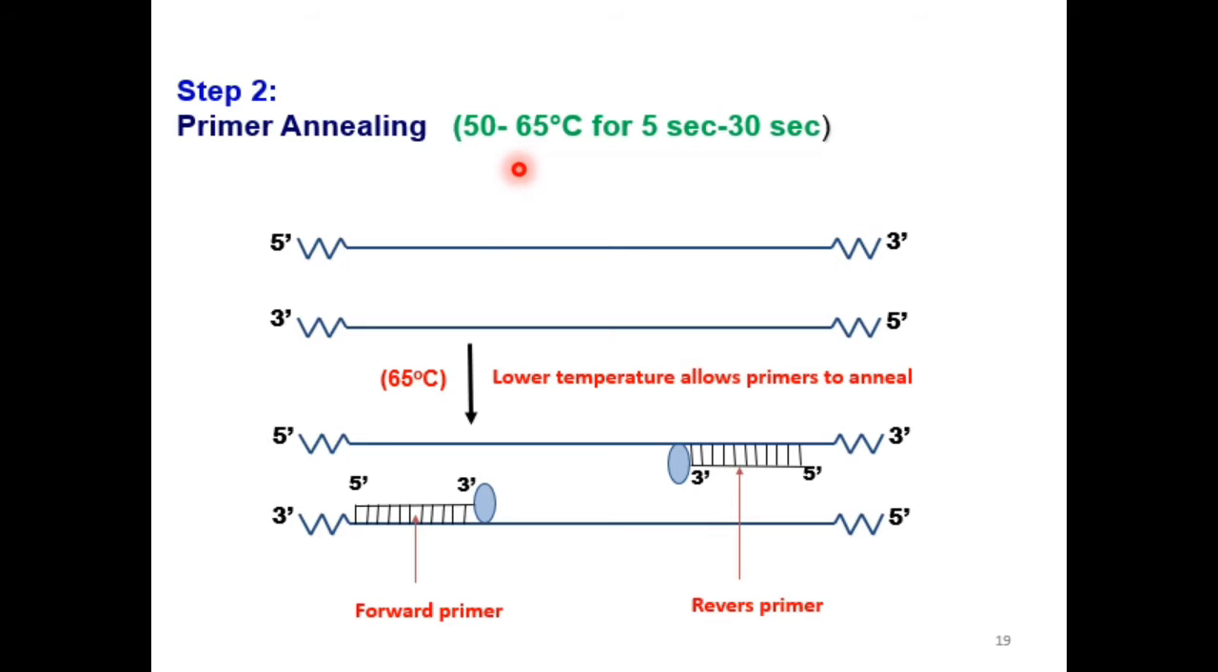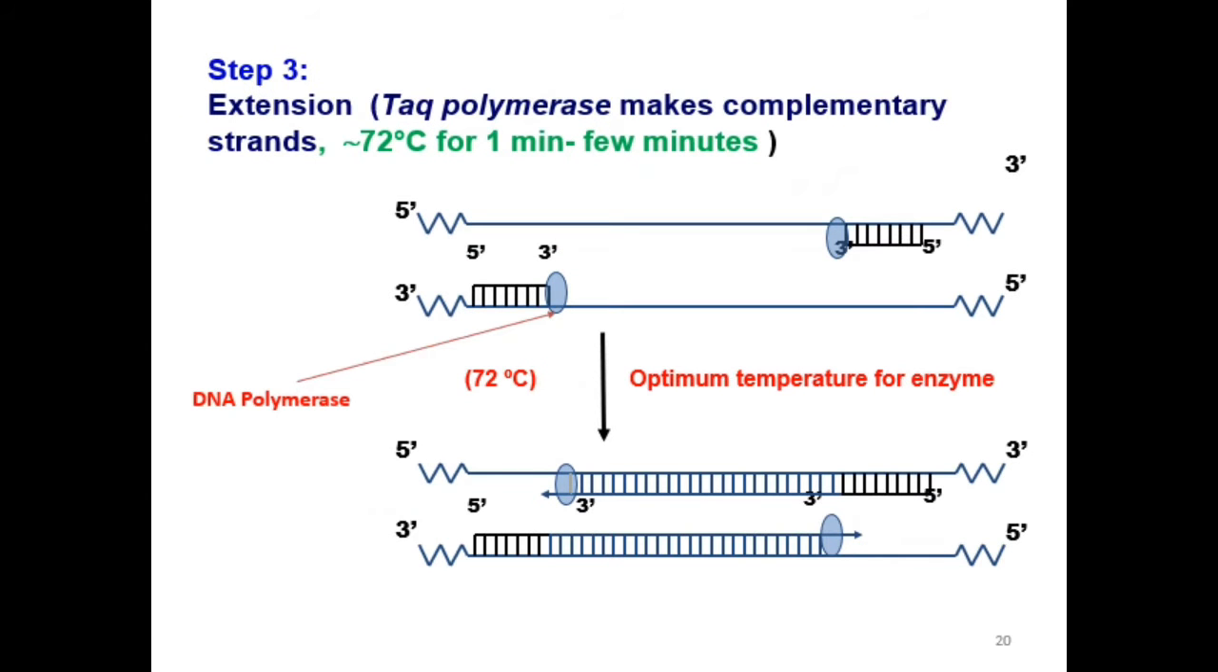The specific annealing temperature is variable from 50 to 65 degrees Celsius. This depends on the length of the sequence and the sequence itself that we want to amplify. And the time sometimes may be very short, 5 seconds for the primers to anneal, and sometimes it may take up to 30 seconds for the primers to anneal. The third step of the PCR is the extension step. So in this step, we need DNA polymerase or Taq polymerase. This enzyme will attach at the end of the region where the DNA and the primers are annealed.